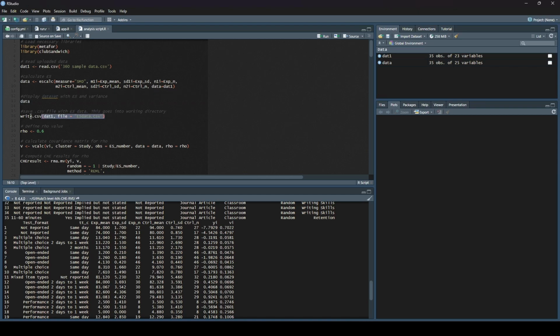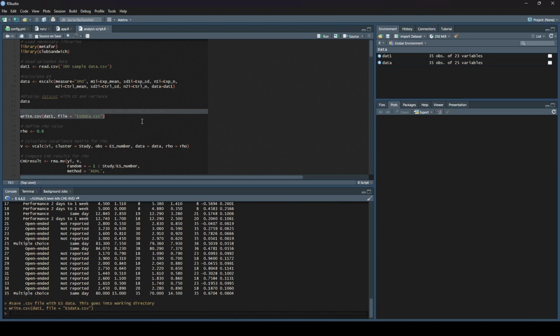And as you guys know, I like to save this file with my effect size data so that I don't ever have to do that step again. For some reason, that step is both wonderful in the sense that it calculates all the effect sizes and variances very, very quickly, but I also find it really annoying to have to do that. I honestly don't know why I find that so annoying, but I always like to save my file so that I never have to do that part again.